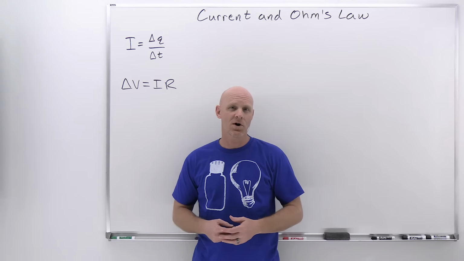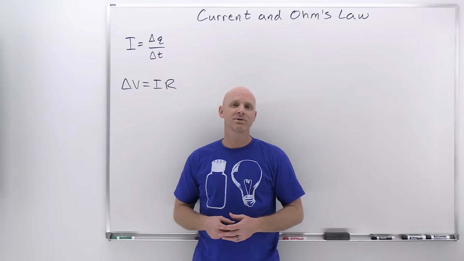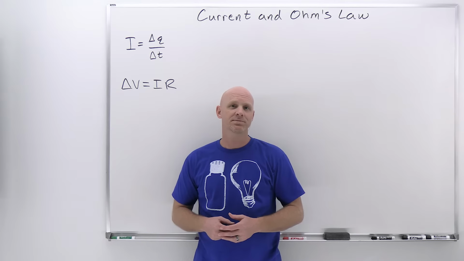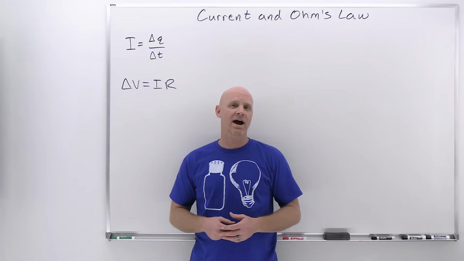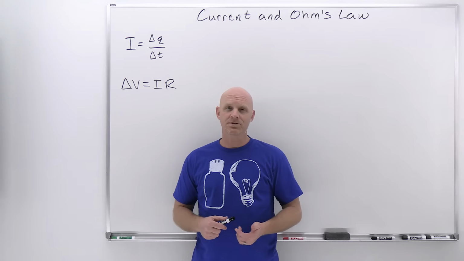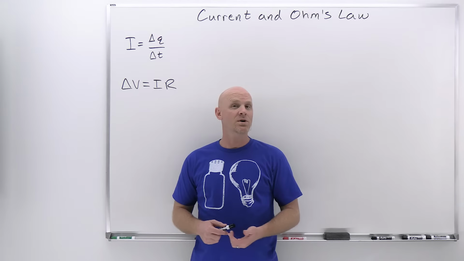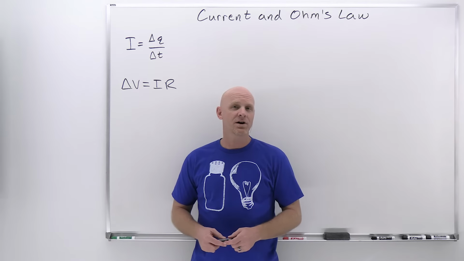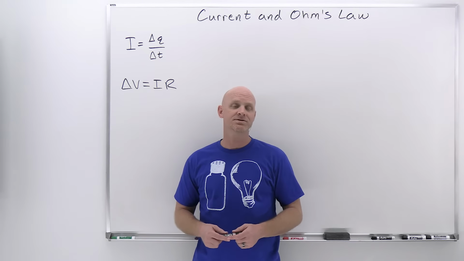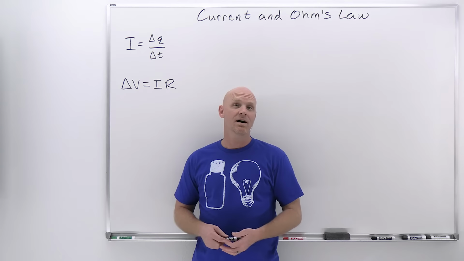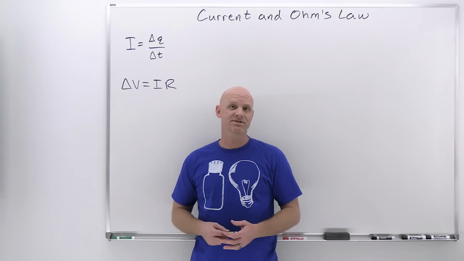Current and Ohm's law are going to be the topic of this lesson in my new general physics playlist, which when complete will cover a full year of university algebra-based physics. Now this is the first lesson in a new chapter on current and resistance. And we're definitely going to focus on current and Ohm's law, but we'll also talk about the power dissipated across resistors. We'll also talk about resistivity, as well as the temperature dependence of resistance.